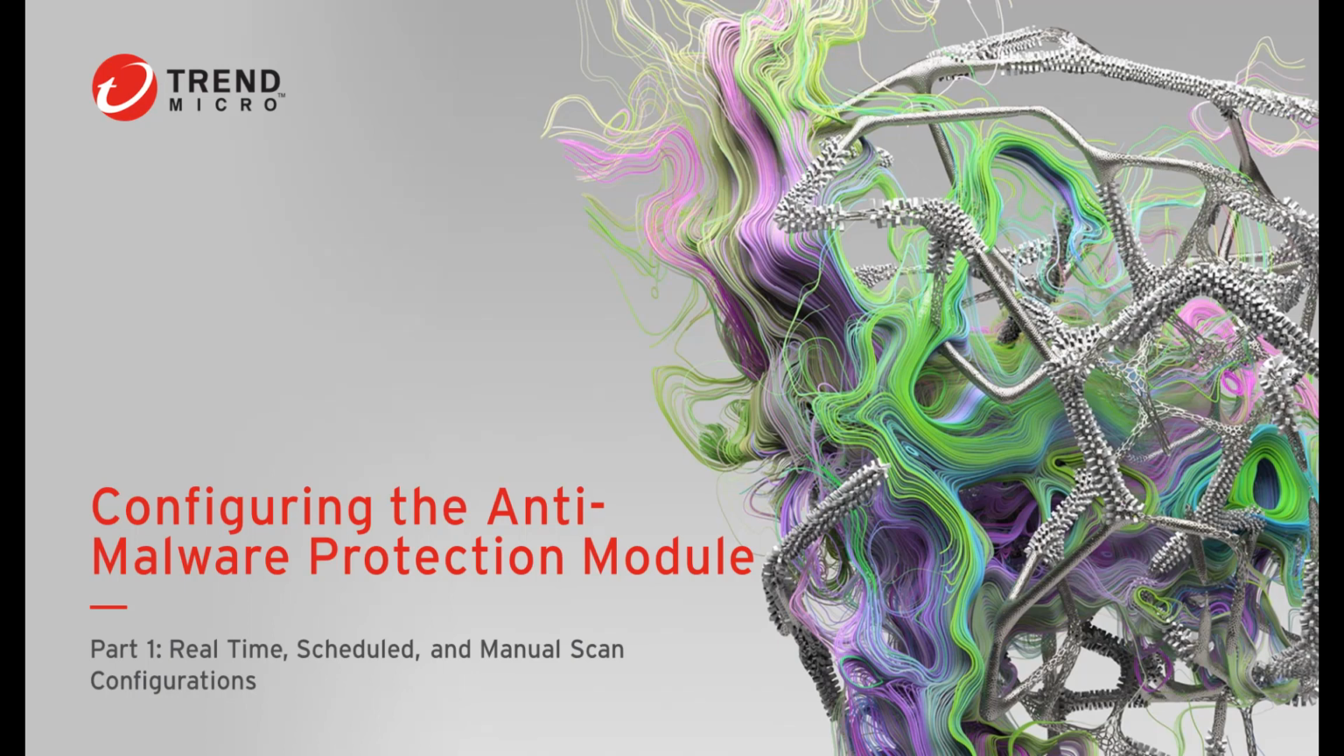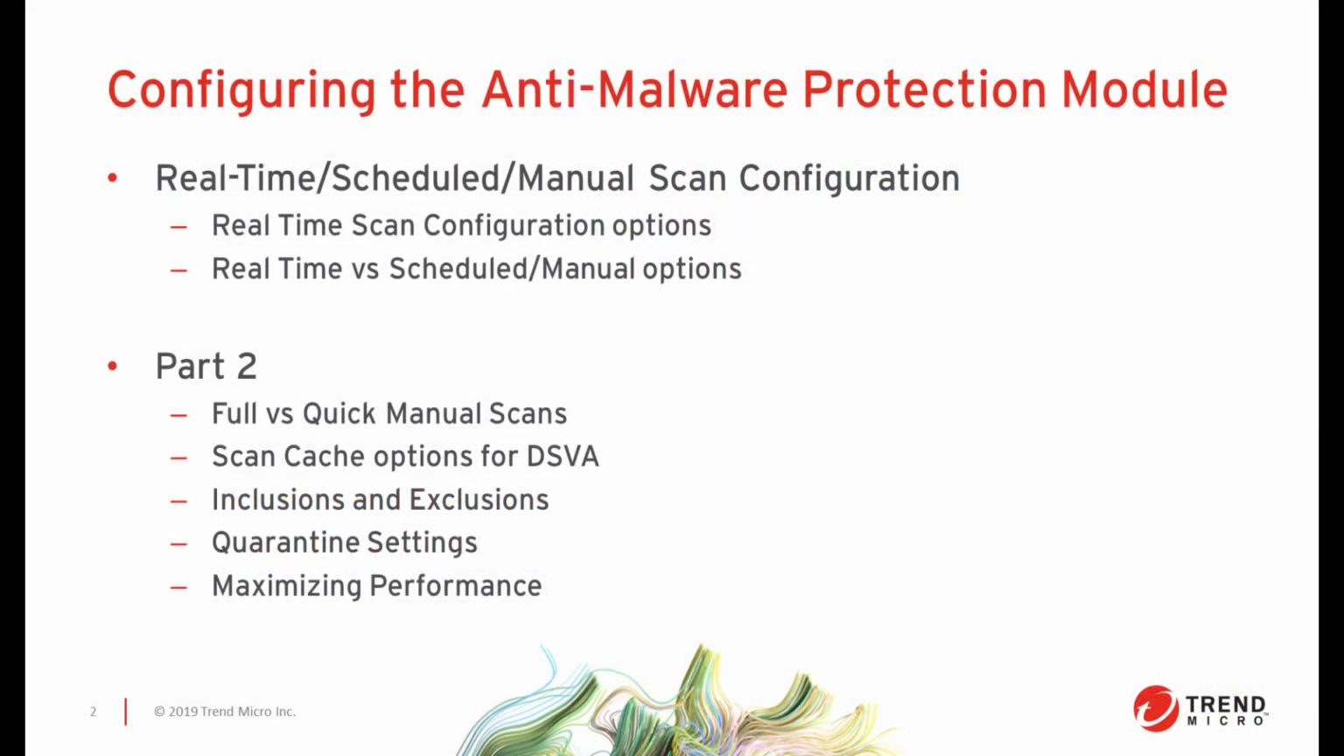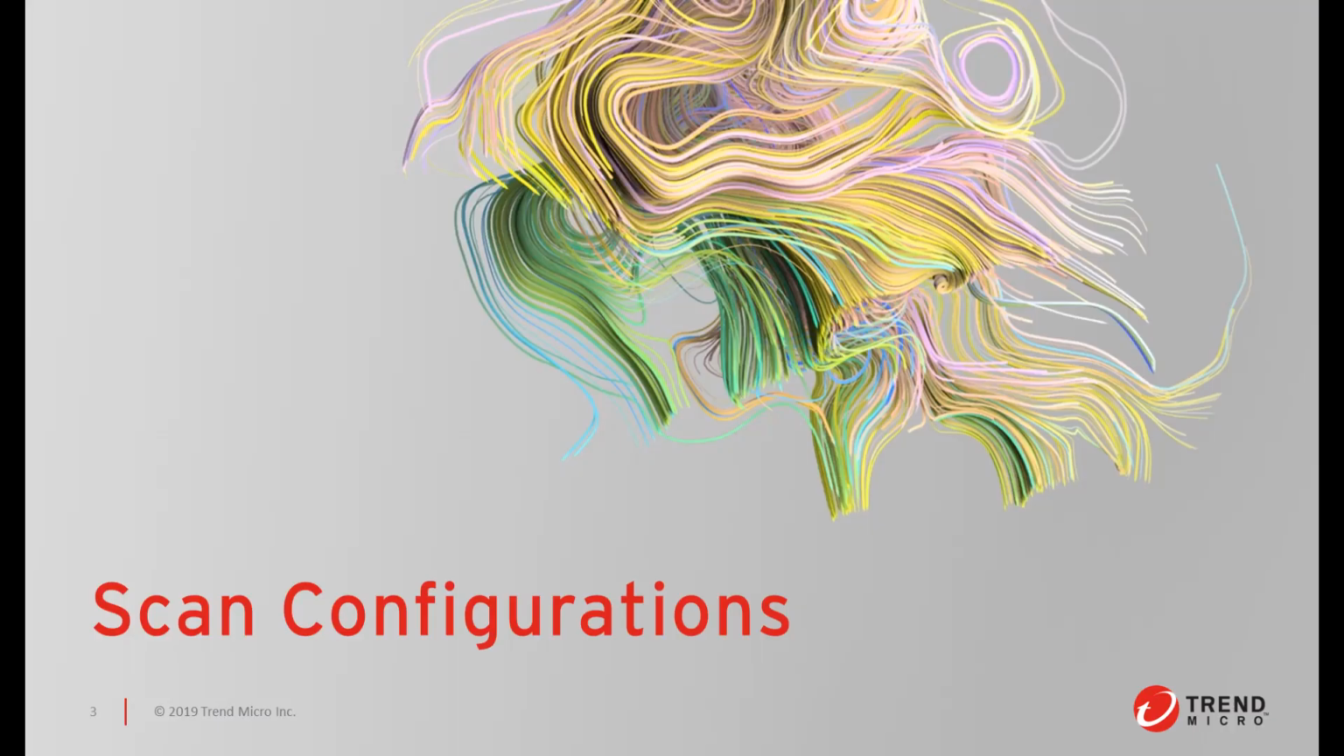For part one of configuring the anti-malware protection module, we're going to step through the options and configuration of real-time, scheduled, and manual scan configurations. In part two of this video, we'll review full versus quick manual scans, the scan cache options for the Deep Security virtual appliance, exclusions, quarantine settings, and maximizing performance when anti-malware is enabled.